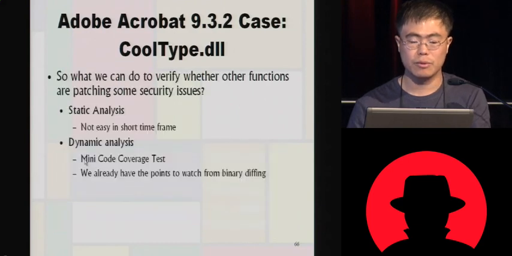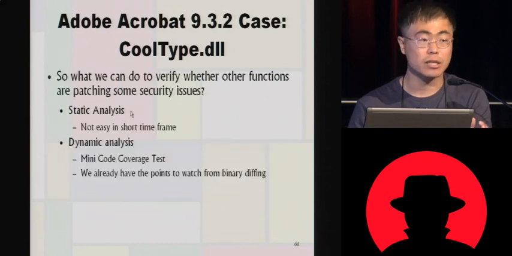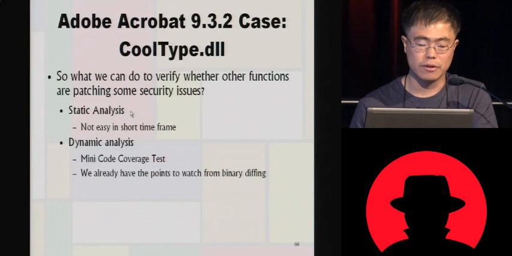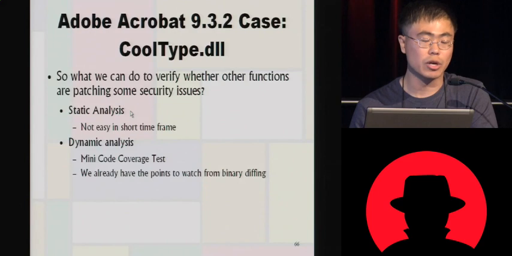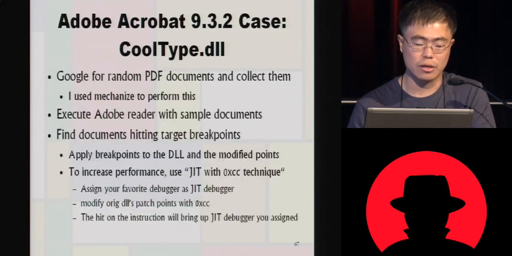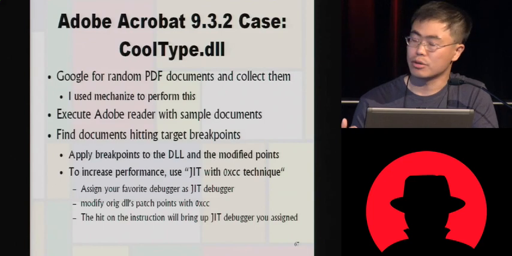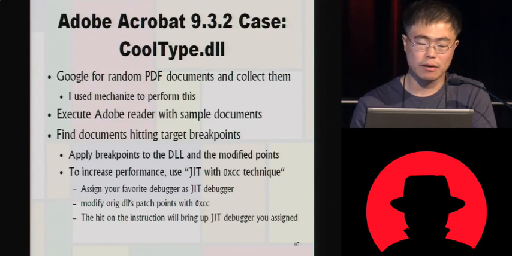So how can you exploit these other functions? Maybe you can use static analysis, but it's not easy because it's using a lot of C++ code and it's kind of hell to analyze all of it. So you use dynamic analysis here. I call it a mini code coverage test, as I said. You just Google random PDF documents from the web, a few thousand or so, and you execute Adobe Acrobat Reader against them.